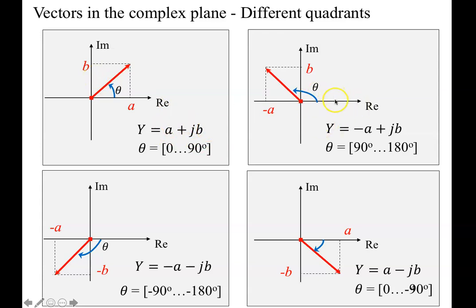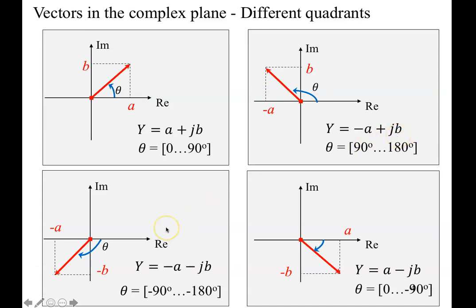In the second quadrant, it's between 90 degrees and 180 degrees. Now this time, because the real part is negative, in the rectangular form the real part will be negative, and the imaginary part will remain positive.